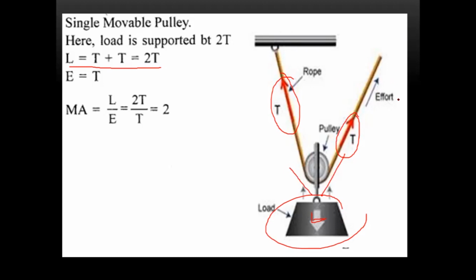Now coming to the effort. What does this effort do? This effort involves only one tension, not two. So I would say that effort is equal to T, because it involves only one. So now I know my load and I know my effort. Load is equal to 2T and effort is equal to T. So let's substitute in the formula for mechanical advantage. Mechanical advantage is equal to load by effort. So it is 2T by T. So now my mechanical advantage is 2, which is greater than 1.